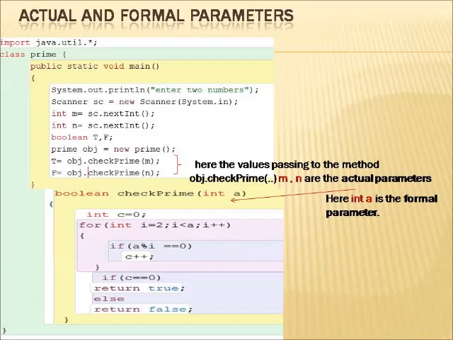Okay, so we have actual and formal parameters. The parameters which are appearing on the function calling part. Here we are calling the function in the main method. The parameters we are passing in the calling part are m and n. So we can say m and n are the actual parameters. The parameter appearing on the function header is the formal parameter.